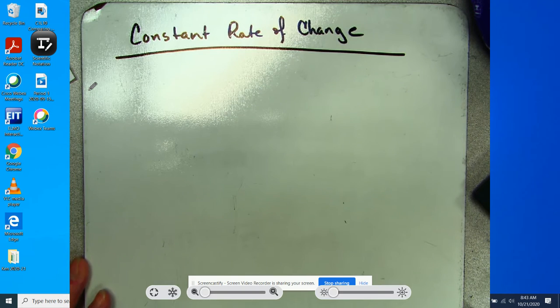Hi, you guys. Today we're going to be talking about constant rate of change. This is Chapter 3, Lesson 1. Constant rate of change is how much money you make per hour. So if you make $15 per hour, the constant rate of change is 15 for every 1 hour.